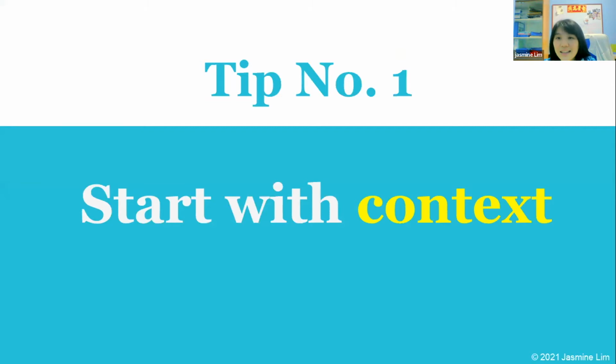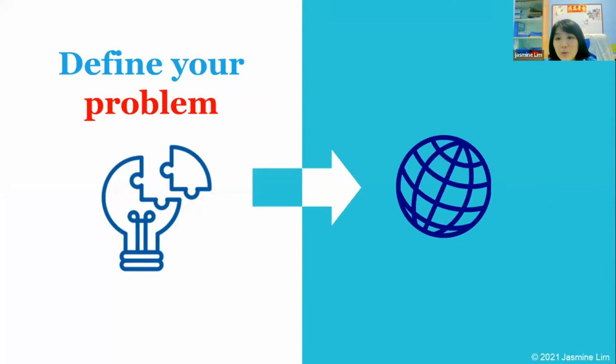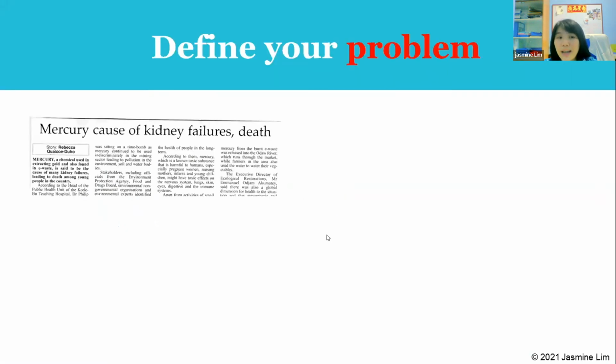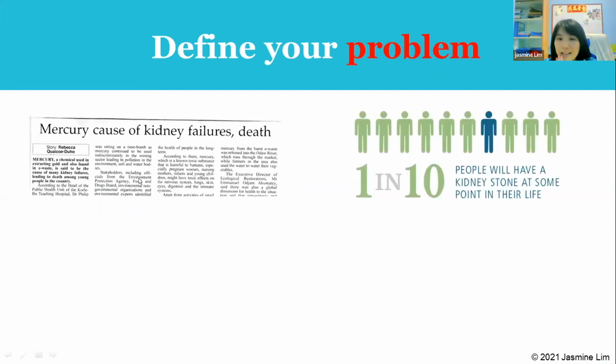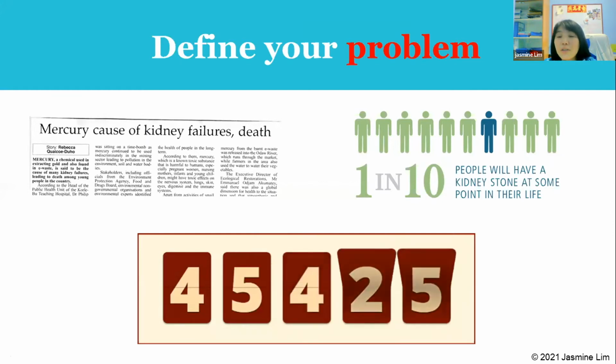start with context. You have to define your problem and connect your problem to the world. You can tell people the urgency of your problem, or you can tell people the ideal future if the problem is addressed. How do you define your problem? You can use literature reviews, cuttings from newspapers or published articles, or infographics, or you can show some big numbers, like the mortality of a certain cancer is very high, and that's why you would like to address the problem.